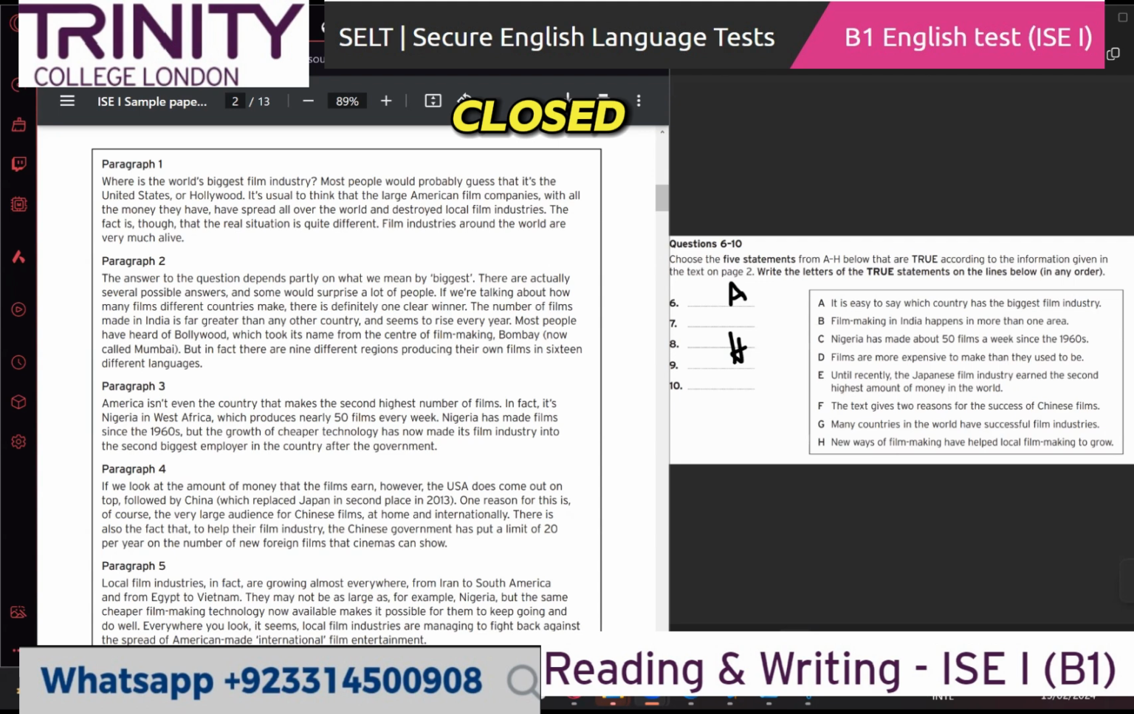Okay, the first one is false, because you need to take an example from paragraph 2 as well. They think that there are several answers when it comes to what is the biggest one, which means it's not easy to say, it's difficult. But the second one is true.